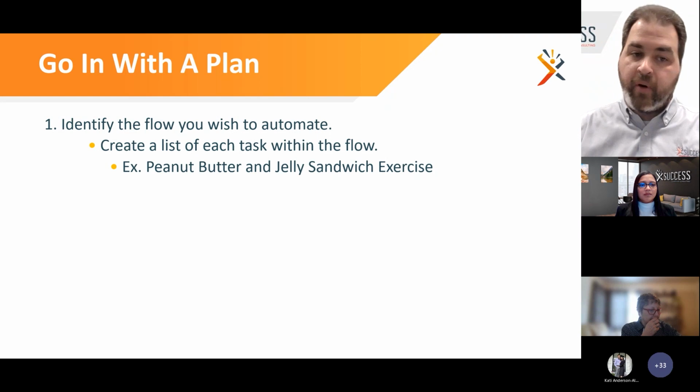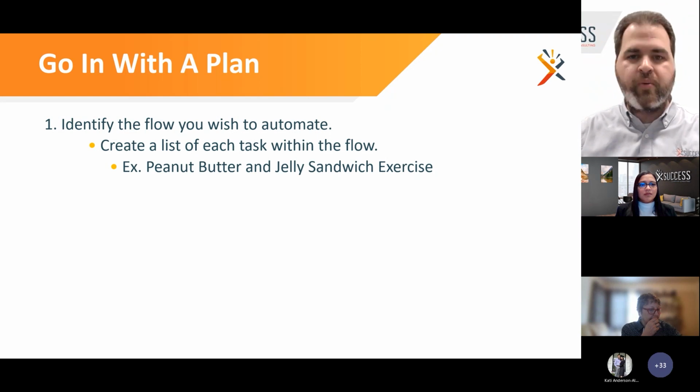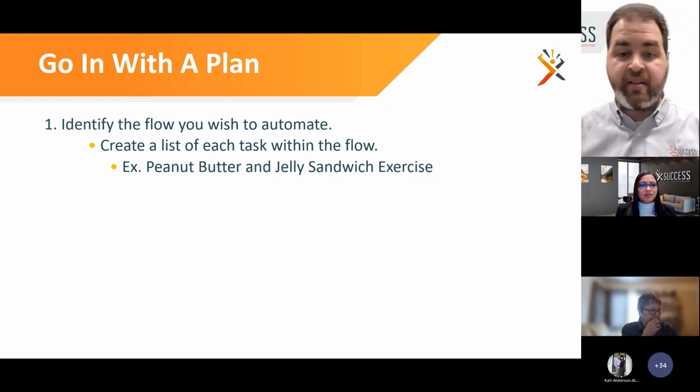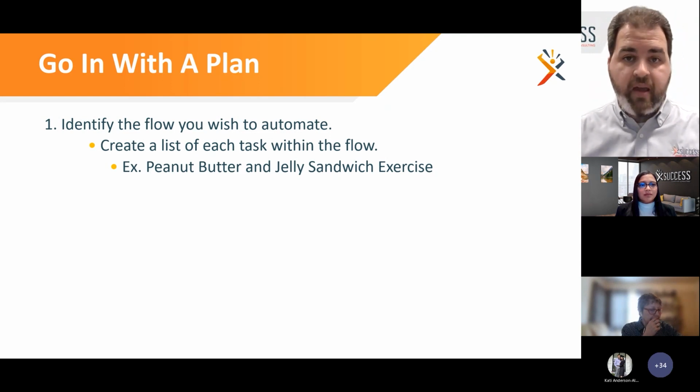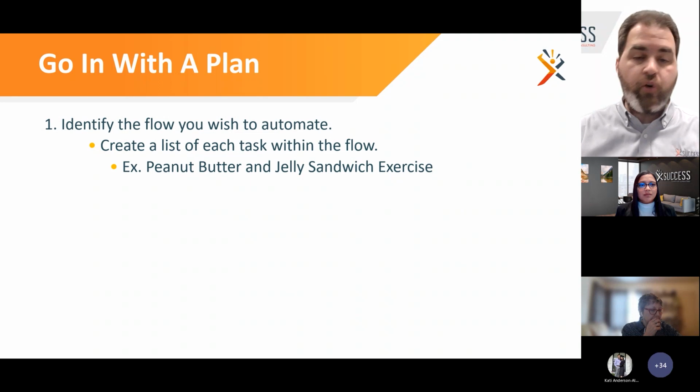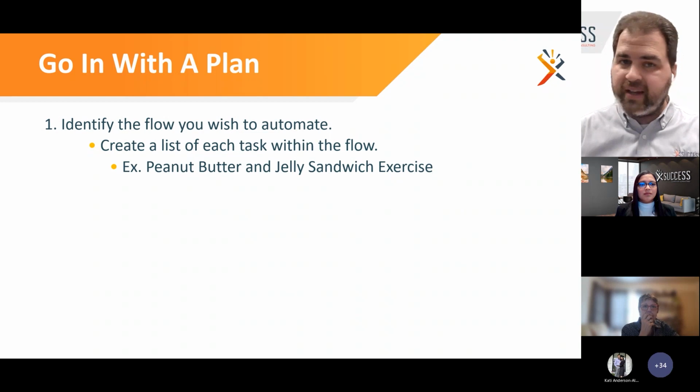The first and most important is to identify the flow that you wish to automate. Once you have that identified, then you want to create a list of each task that's inside of that process. Now, you have to be very specific about each task. It's human nature that if you have done a process so many times, sometimes we overlook some of the smaller processes that, if they aren't completed, might break down the whole process.